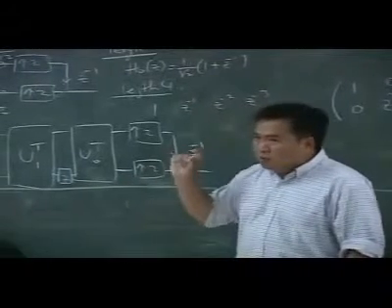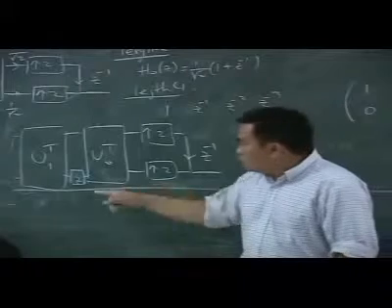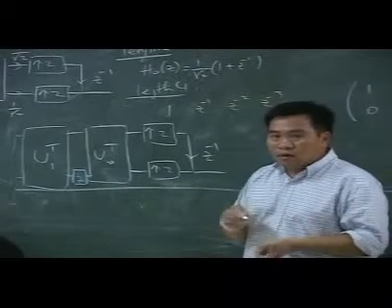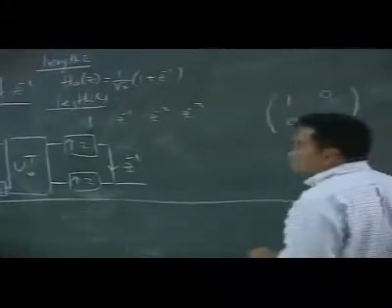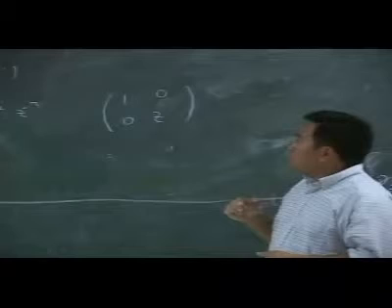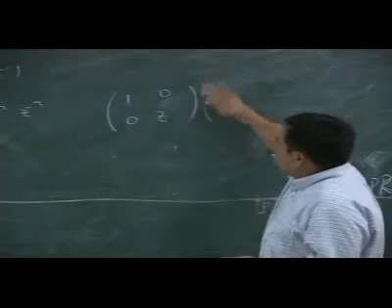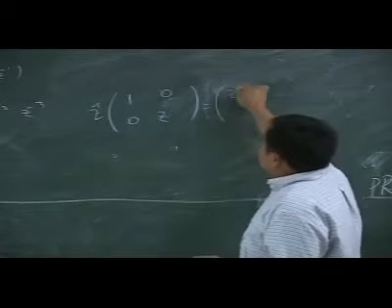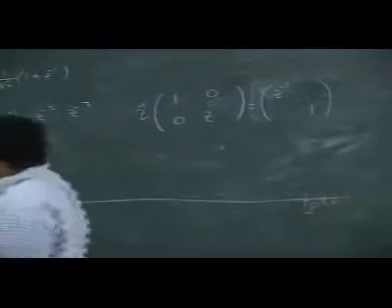One small problem is that this is not causal. Right? How do I make it causal? Shift it by 1. So instead of z, how do I shift it by 1? Multiply it by z inverse, and make it z inverse 1. Okay? So in the order up here.